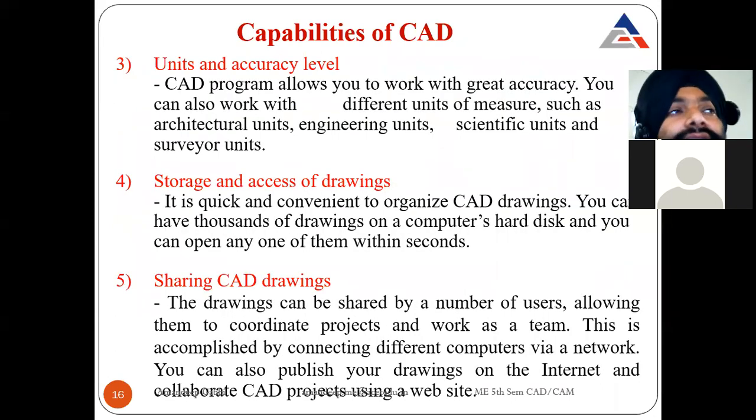Then the third is units and accuracy. Sometimes you want to make a top view and front view of some of your house. Generally the house is in yards or in feet and inches. Otherwise, you use centimeters, meters and kilometers. So AutoCAD software should have a number of units that can be changed according to the requirement of the user.